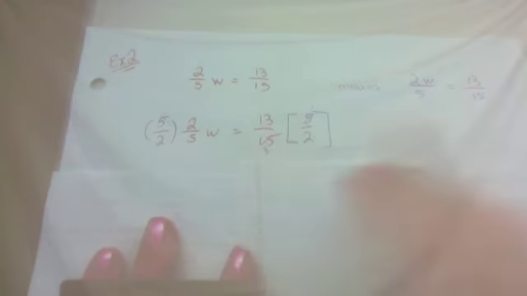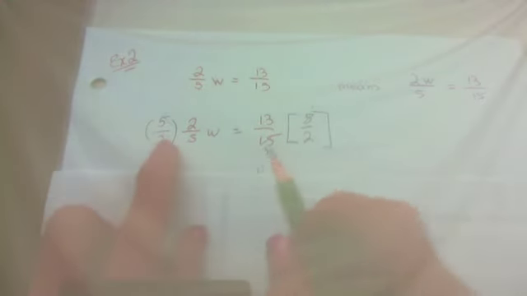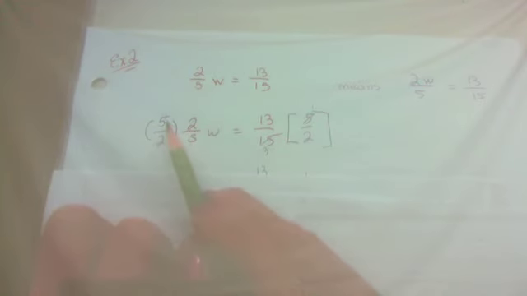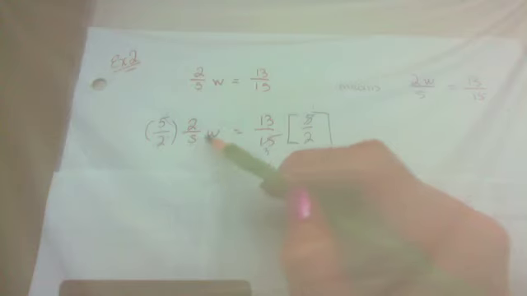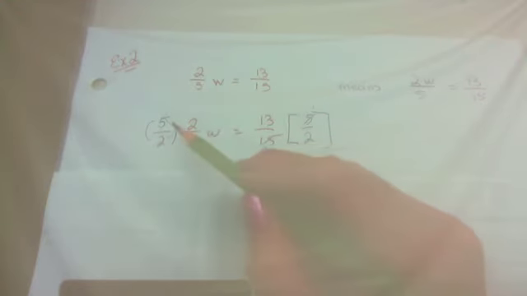So what I'm going to do is multiply both sides by 5 over 2, because the 5 will cancel with this 5, and the 2 will cancel with this 2, and that turns into a 1. And that's what I always want to happen. So whenever I have a coefficient that's a fraction, I'm going to actually multiply by the reciprocal.